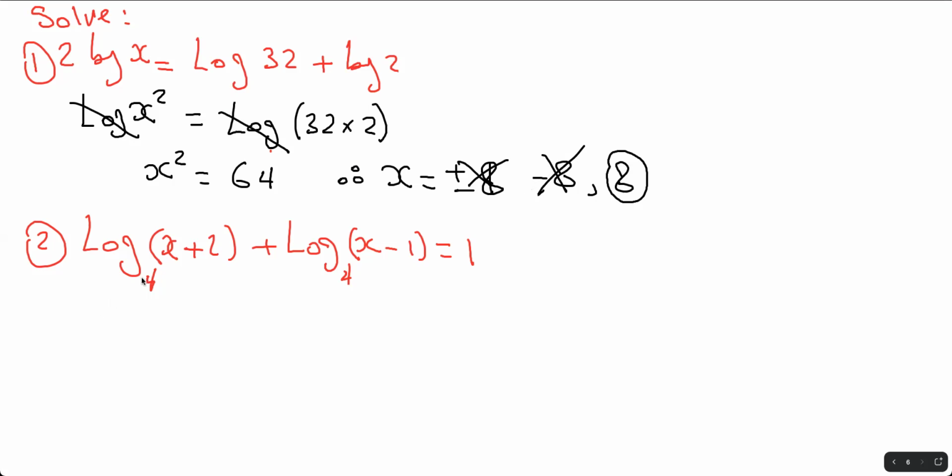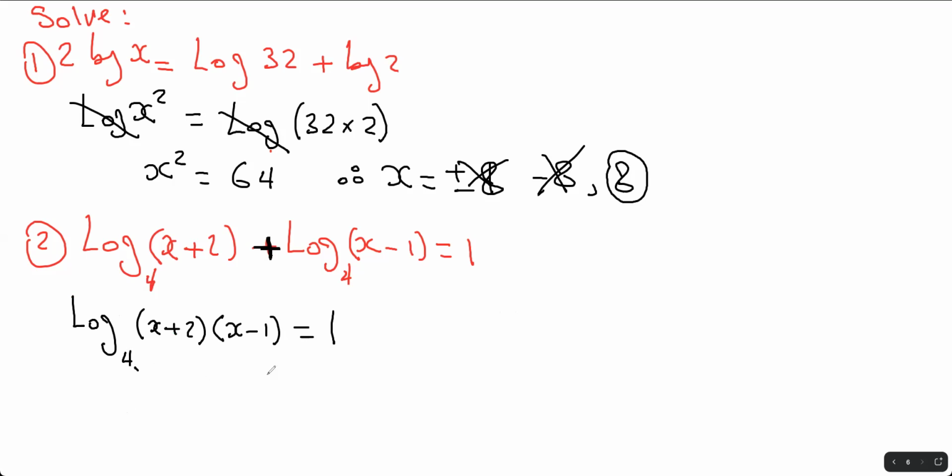All right, so the only answer is 8, and this is extraneous. Now let's go to the next question here. We do the same thing. You see this plus sign right here? That indicates I could combine these two logs right here. And I get x plus 2 and x minus 1 equals 1.